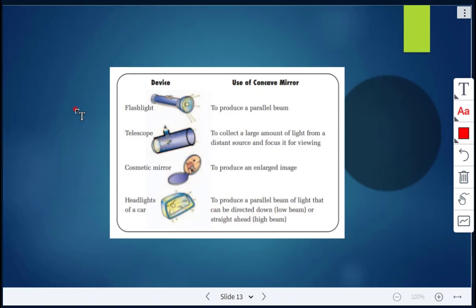Just some more uses of concave mirrors. For flashlights, they produce a parallel beam. In telescopes, they're able to collect a large amount of light from a distant source and focus it for viewing. In cosmetic mirrors, they produce an enlarged image. In the headlights of a car, they produce a parallel beam of light again, and it can be directed down, which is a low beam, or straight ahead, which is a high beam.